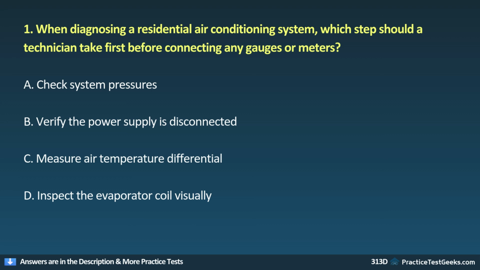1. When diagnosing a residential air conditioning system, which step should a technician take first before connecting any gauges or meters? A. Check system pressures. B. Verify the power supply is disconnected. C. Measure air temperature differential. D. Inspect the evaporator coil visually.